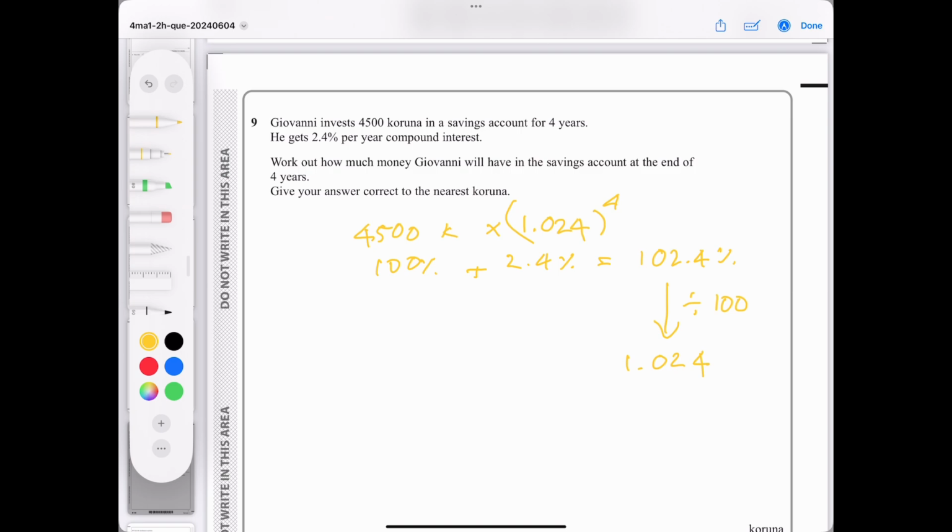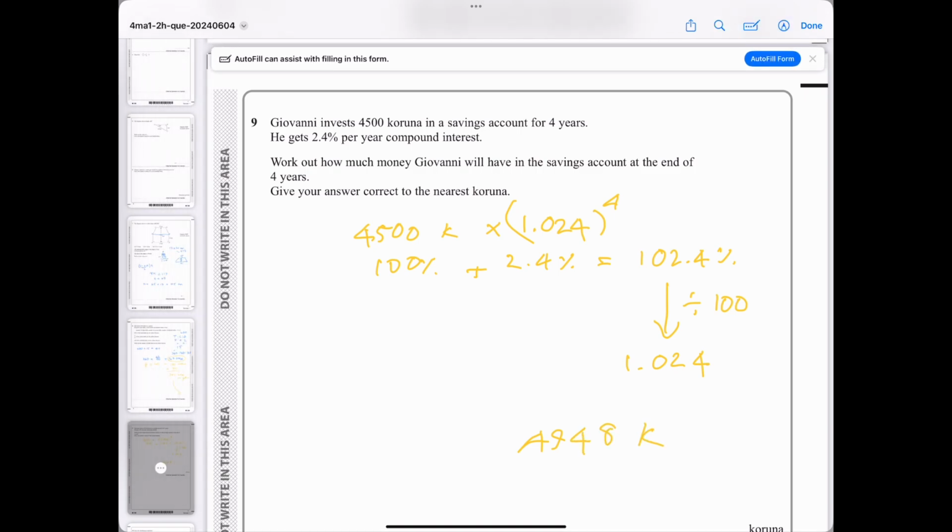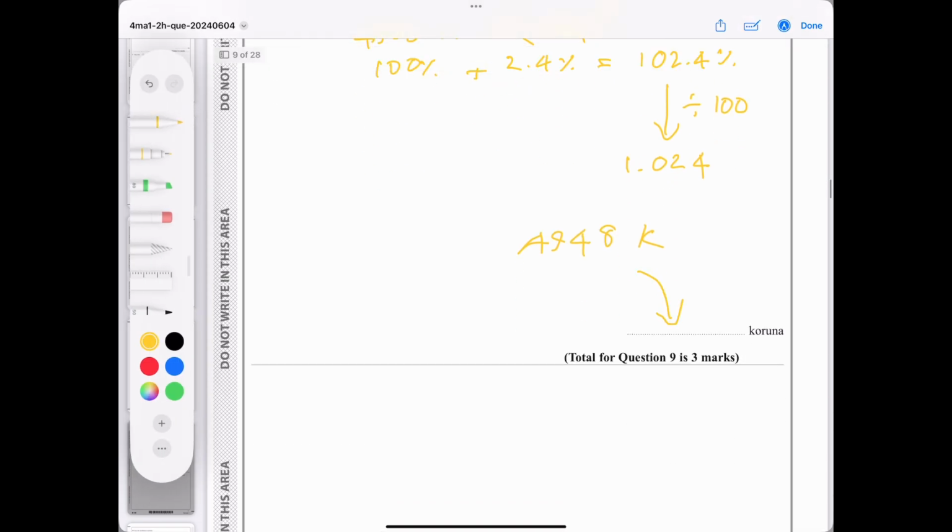And the answer is 4,500 times 1.024 to the power 4, which equals 4,947.8. So that's 4,948 koruna.